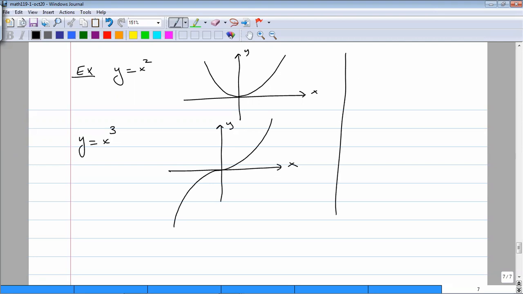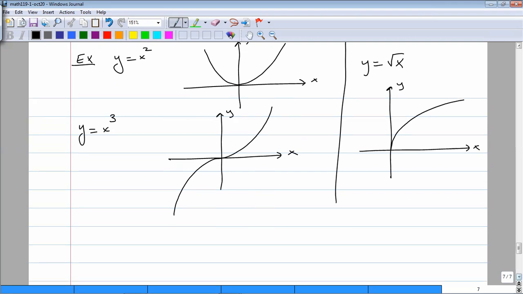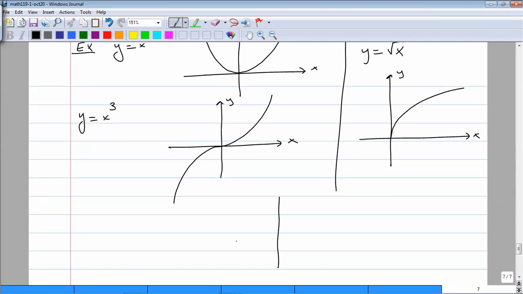Or y equals square root of x. It is defined only for positive numbers and the values are also positive and it's curved this way. So basically, if you look at only the positive side, because some powers are only defined for positive numbers, of course you have y equals x.